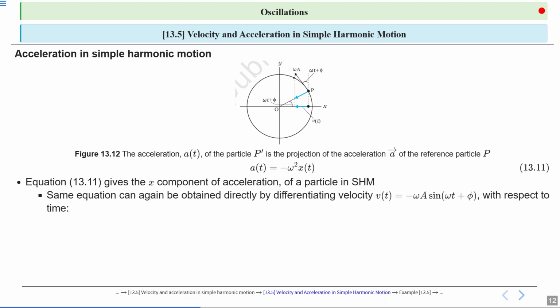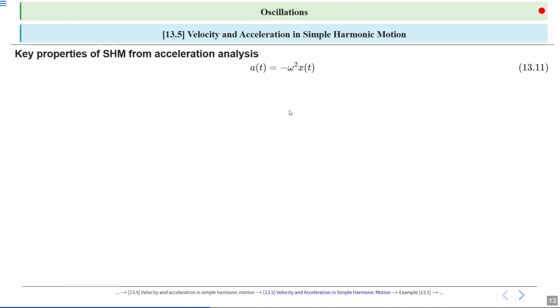So here, if we start with the velocity in SHM, which is v(t) is equal to minus omega A sin(omega t plus phi), and differentiate with respect to time, we get the acceleration. Differentiating velocity gives us the acceleration formula: a(t) is equal to the derivative of v(t) with respect to time. The main equation is a(t) is equal to minus omega squared x(t).